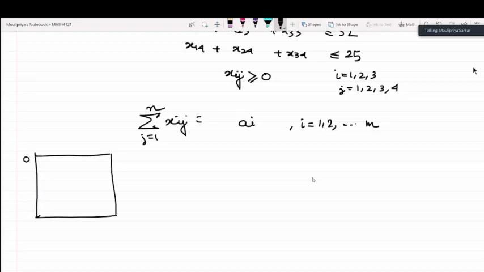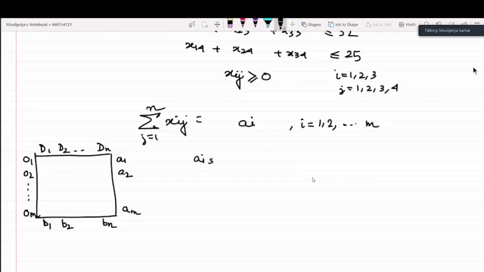Suppose there are origins O1, O2 up to Om, and we have destinations D1, D2 up to Dn. O1 can supply A1 units, O2 can supply A2 units. In this manner, Om can supply Am units. D1 has a demand of B1 units. D2 has a demand of B2 units. Dn has a demand of Bn units. Can I write it like this?